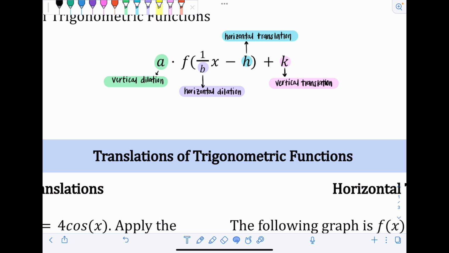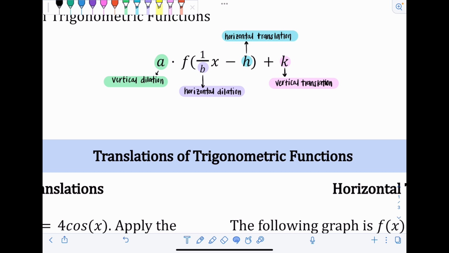A indicates a vertical dilation, b indicates a horizontal dilation, h will be a horizontal translation and k will be a vertical translation. Translations are when the graph is shifted up, down, left, or right, but the shape of the graph does not change in any way. So it won't become more steep, more narrow, anything like that.